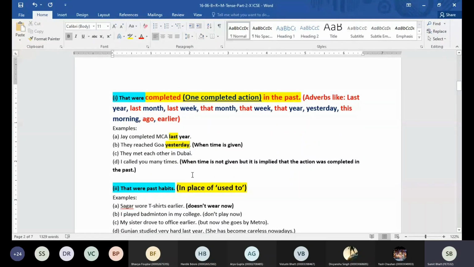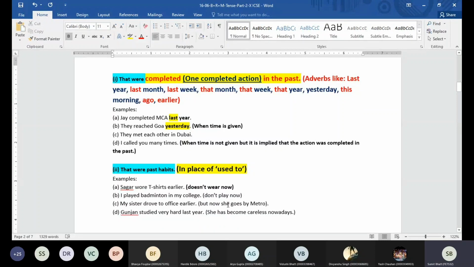Okay, the second thing, we use simple past tense to denote the habits of a person in the past. Okay, if you are referring to the facts related to past time. Okay, facts again we are referring to, but in the past. And here we can use either simple past tense or used to. Like Sagar wore t-shirts earlier. Okay, he doesn't wear them now.